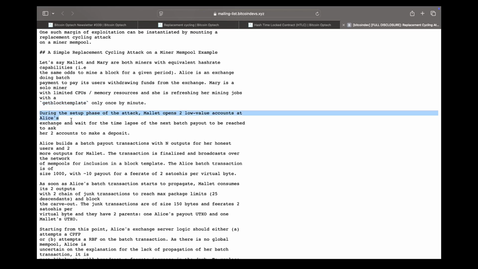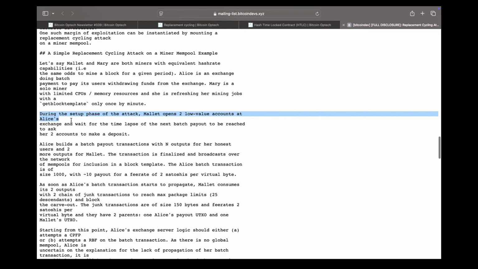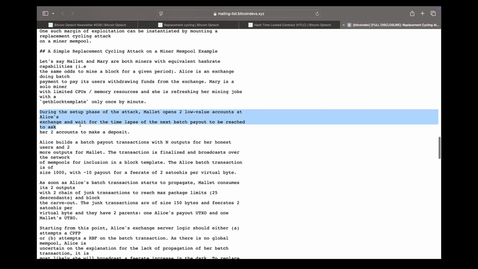Now, during the setup phase of the attack, Mallet opens up two low value accounts at Alice's exchange and waits for the time lapse of the next batch payout to be reached to make a deposit, right? So Mallet is the attacker. What will Mallet do? Mallet will open an account in Alice's exchange, a small account with a small UTXO, right? And when Alice is issuing batch payments to her clients, Mallet will also ask Alice to issue the two UTXOs that Mallet deposited at Alice's exchange, right?